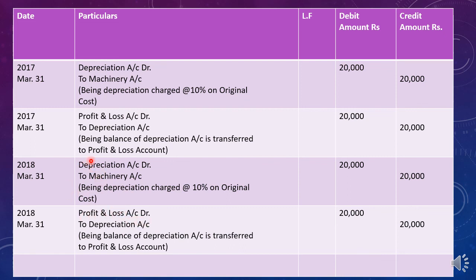So again the entry is the same, depreciation account debit to machinery account 20,000. Again for transferring, profit and loss account debit to depreciation account 20,000. Narration will be being balance of depreciation account is transferred to profit and loss account.